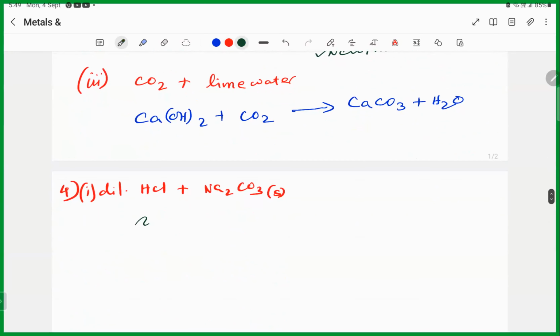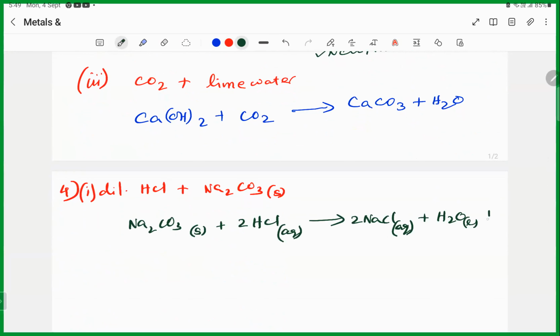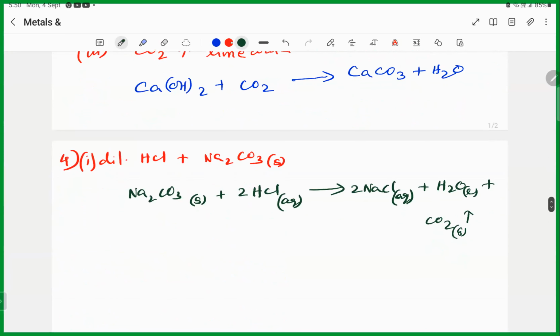ஸோ Na2CO3 solid plus 2HCl aqueous or liquid, it gives 2NaCl which will be in liquid. ஏன்னா HCl போடும்போது டிசால்வ் ஆகி வரக்கூடிய பை ப்ராடக்ட் வந்து வாட்டர் வருது லிக்விட் பிளஸ் கார்பன் டை ஆக்சைடு கேஸ் வந்து வெளியே போகும். ஓகே, and then second question.